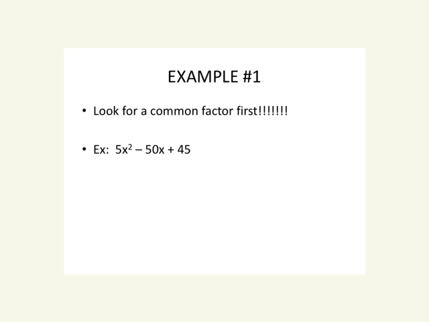Now this looks different from what we did in class today because the leading coefficient is not x squared. Today, when the leading coefficient was x squared, we were able to just immediately say, okay, hey, the first two terms of the binomials are going to be x and x. But we can't do that here because we have a leading coefficient that is not 1. So look for a common factor first. That's always the most important step of factoring. Always look for a common factor first.